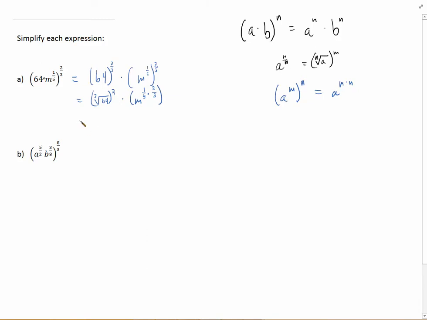And now simplifying, let's see, the cube root of 64, that's 4. So that's 4 squared. And so then that gives us 16. And then m, and 1/5 times 2/3 is 2/15. So 16m to the 2/15.